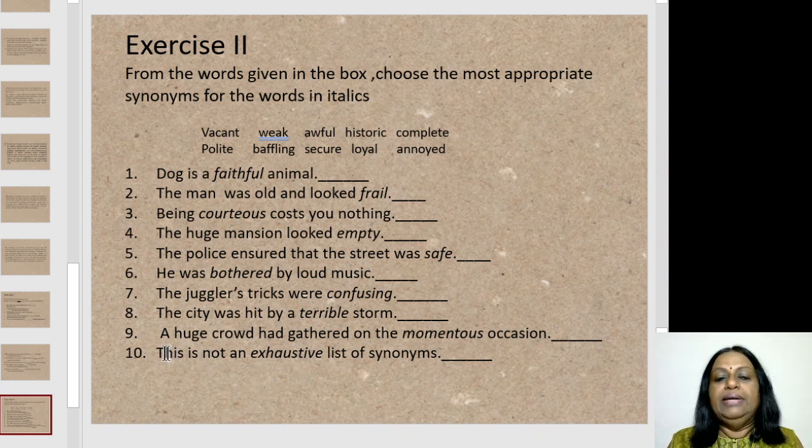Okay. Nine. A huge crowd had gathered on the momentous occasion. So we need an appropriate synonym for momentous. So let's look at the list. We just have two words left in the list. So it's historic. A huge crowd had gathered on the historic occasion. So momentous and historic are synonyms.